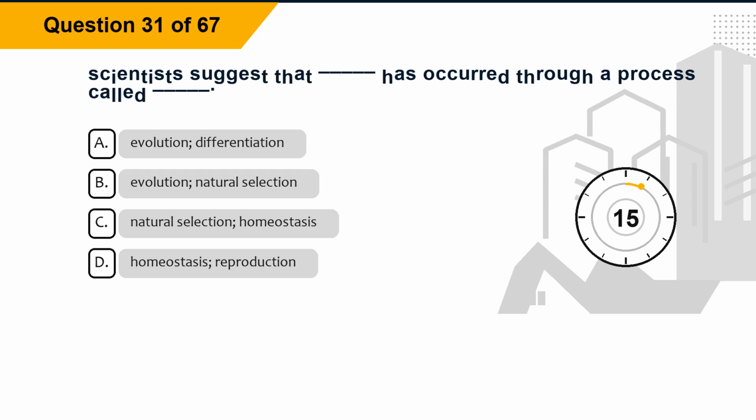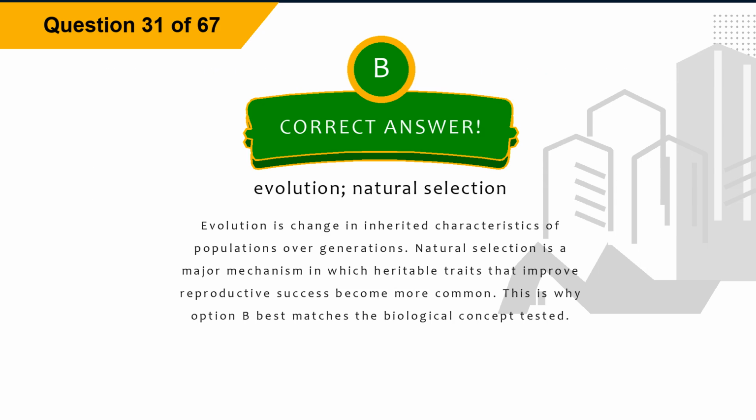Question 31. Scientists suggest that blank has occurred through a process called blank. Option A, evolution, differentiation. Option B, evolution, natural selection. Option C, natural selection, homeostasis. Option D, homeostasis, reproduction. The correct answer is option B, evolution, natural selection.